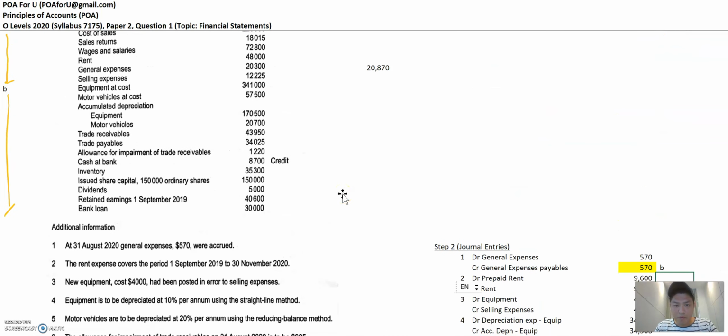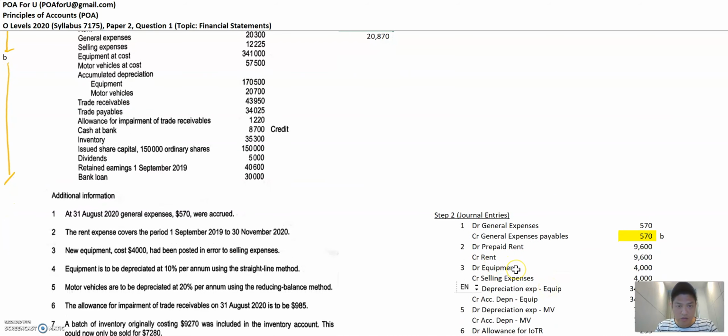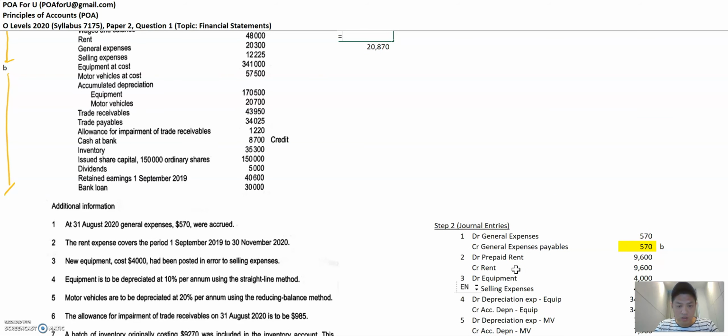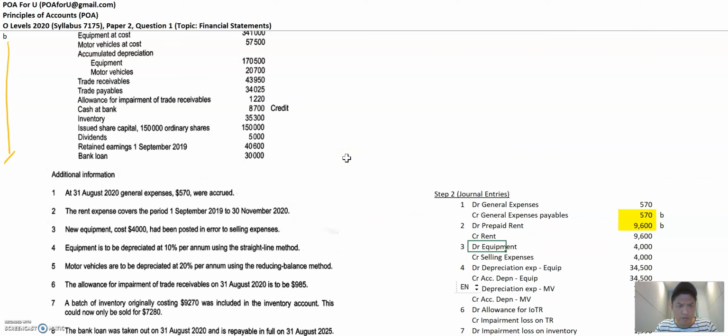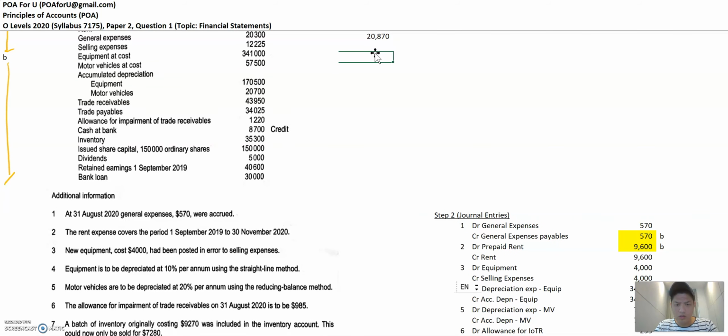Okay, then rent prepaid. So it's a credit to rent, so rent should then go down. So equals to 48,000 less 9600, because rent is debit in nature, right? So when you credit something, it will bring it down. This is a new account, and I'm going to put it to section B as well because it's an asset. Equipment and selling expense. So debit equipment at cost. So equipment at cost equals to 341,000 plus 4,000. And then selling expense equals to 12225 less 4,000. All right, that's the impact of that journal entry.